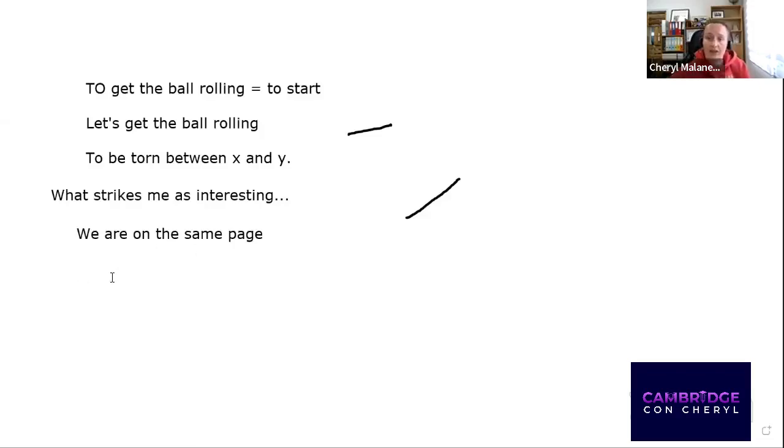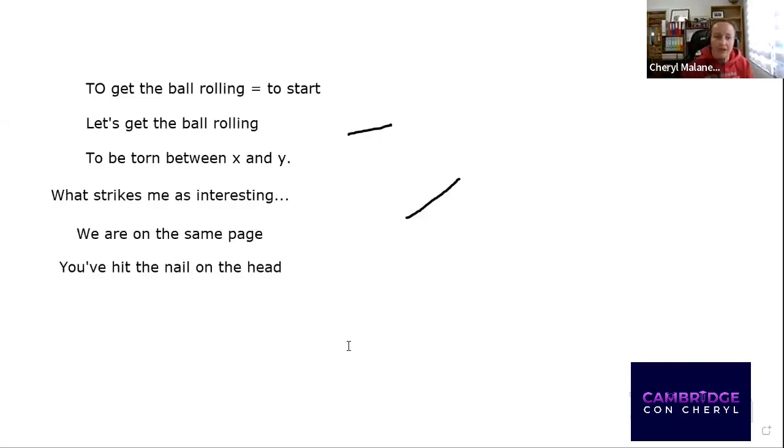Another one that we can use in this part of the exam, so part 3 or part 4, is this one here. You've hit the nail on the head. So this one we use when we want to say that what our partner says was exactly right, was the key to the problem.